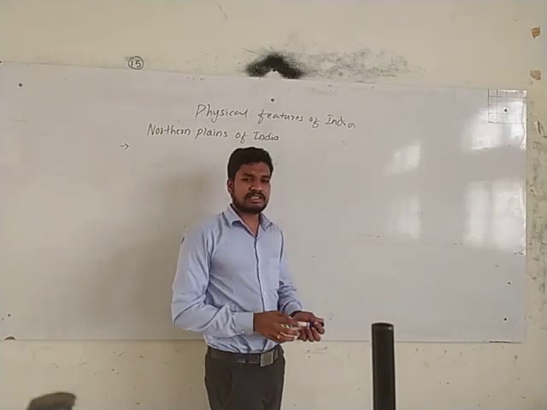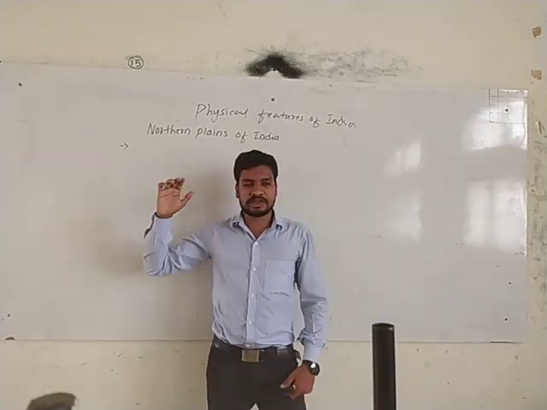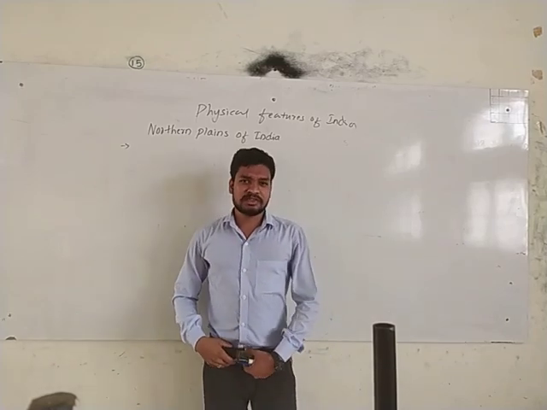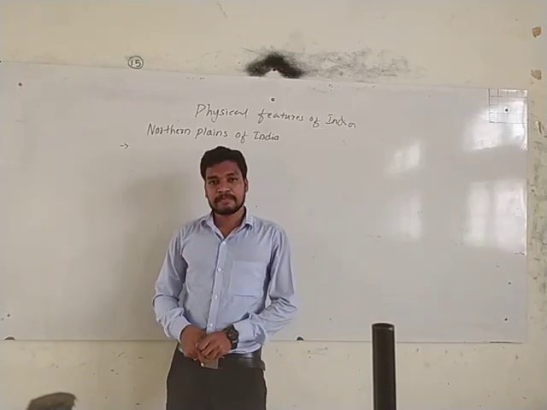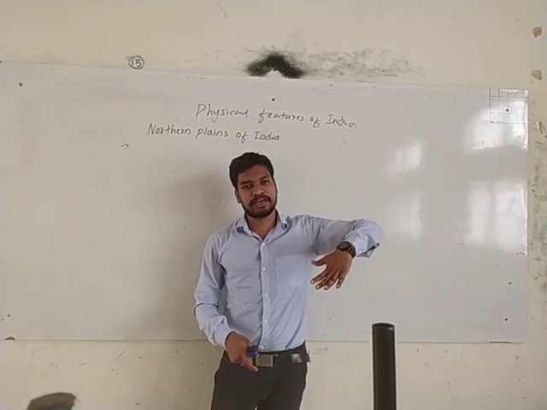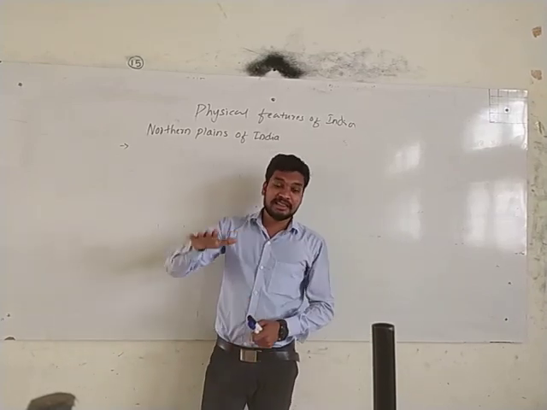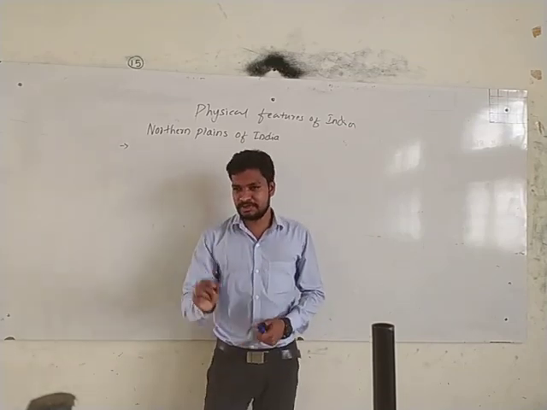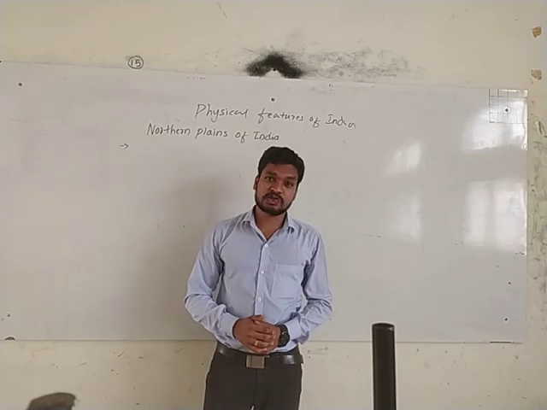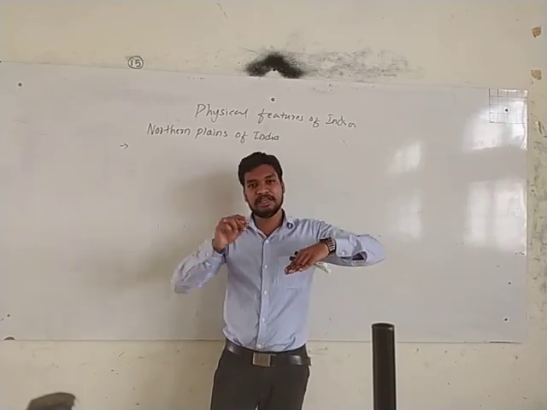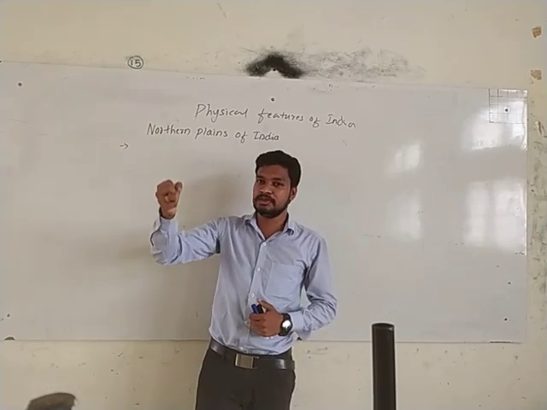This northern plain, the formation of the northern plain we discussed in the last class. Earlier it was a shallow area. Then this shallow area was filled by deposited sediments. Sediments are pieces of rocks, the soil materials. So this shallow area was filled by the sediments which were carried by the rivers.